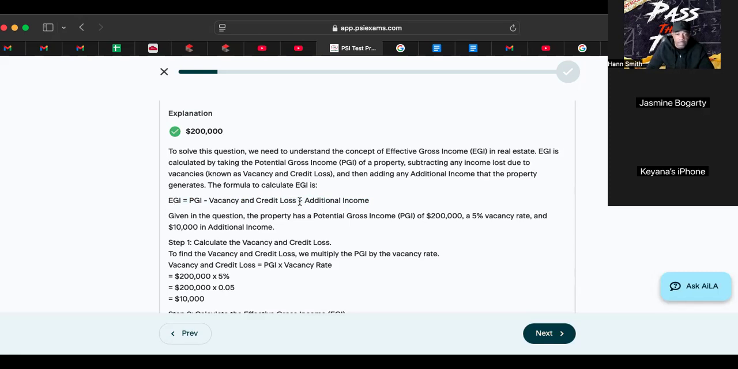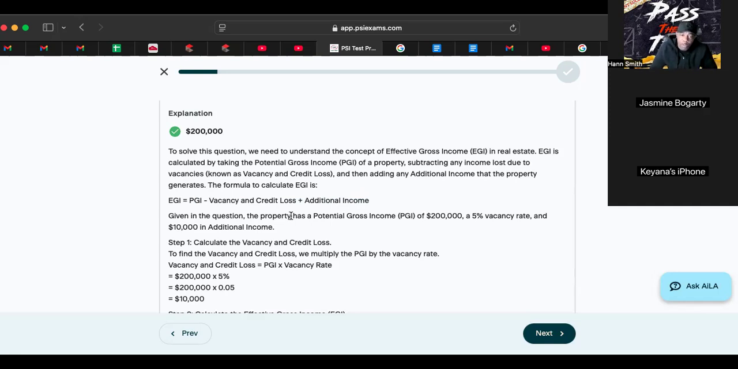See, this is wrong right here. That's the problem. That additional income is the potential gross income for that property. You're taking the vacancy out of all of that. But what they're saying, and this is real technical, hopefully y'all won't get a question about that.